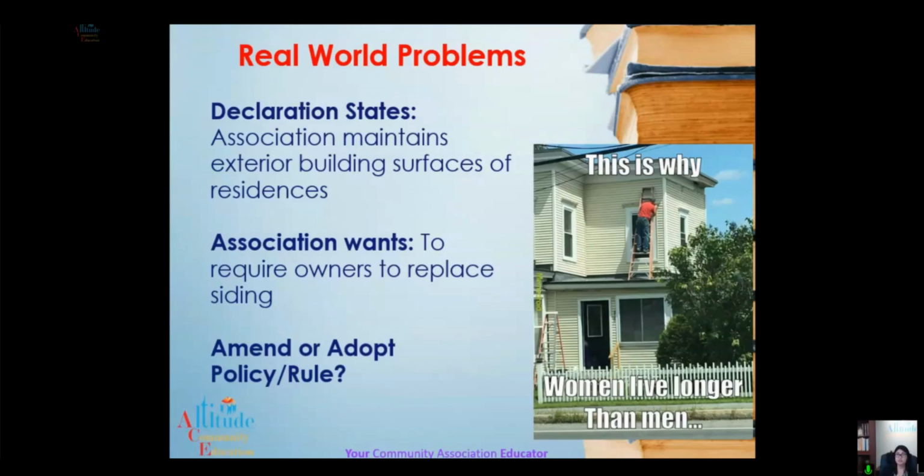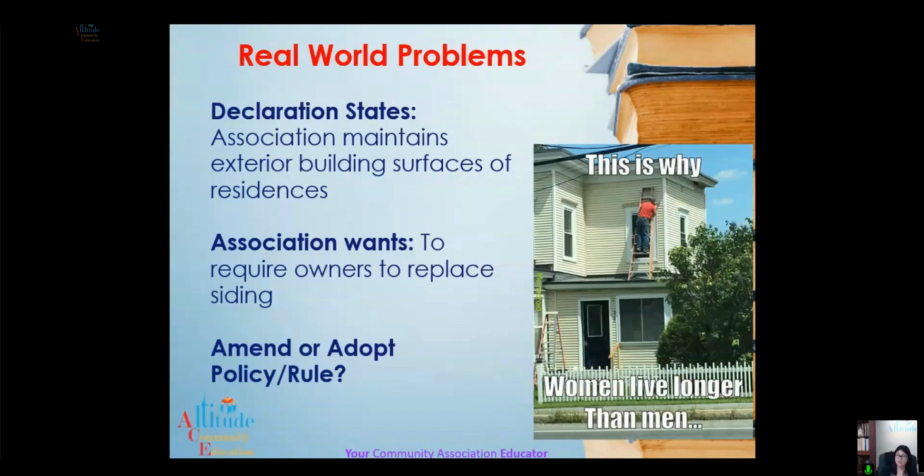Because the term exterior building surfaces, we don't know exactly what it includes. If it's truly just the surface of the building, obviously it includes paint, right? But if it's just the surface, then removing the actual siding piece goes beyond the surface. Now we're actually taking out an exterior building component. We're not just doing something with the surface, we're taking the whole thing out and replacing it. So is that something that could be shifted to the homeowners?